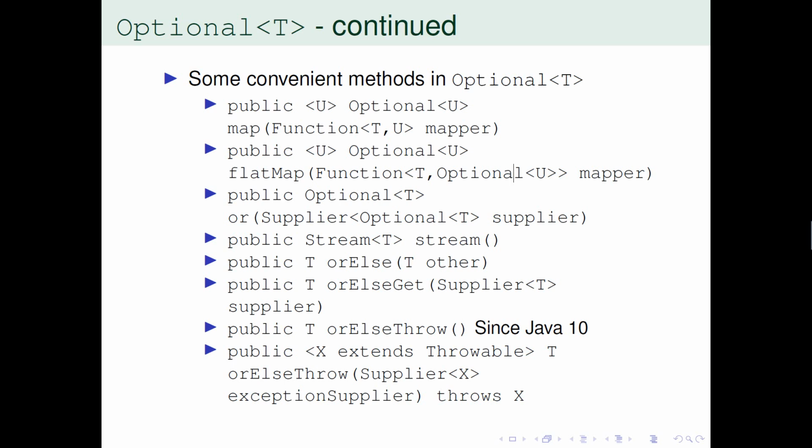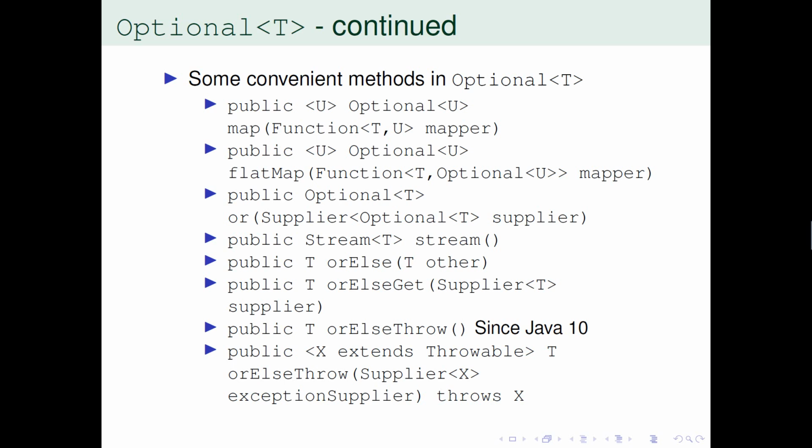This is the method called or. If I don't find it, I have a supplier who will generate the value. Stream we haven't seen, we'll be looking at it. You can convert it into a stream which will either be an empty stream or a stream with only one element.